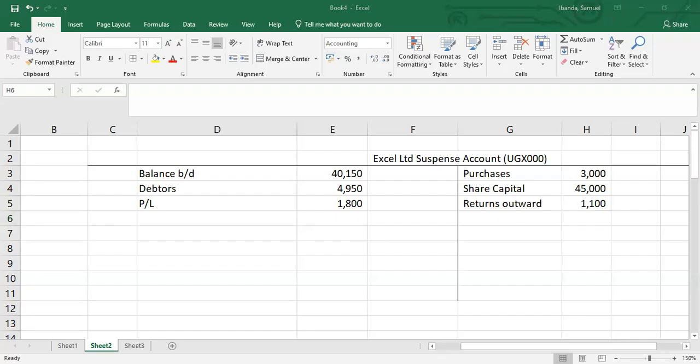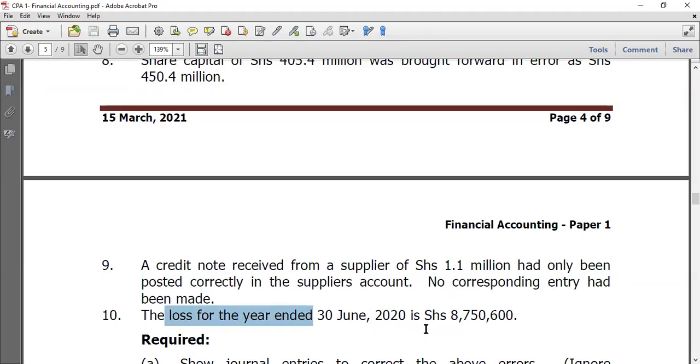Yeah. Then the next thing they give me, they told me that the loss for their end period is that, that is not okay. It's basically not an error. It's just a declaration for you. So after you have done that, we have finished all our errors.